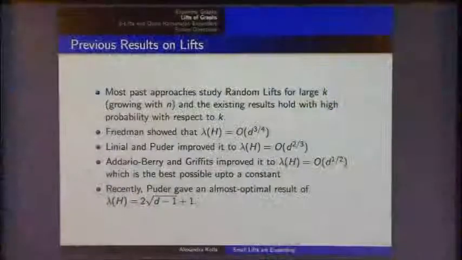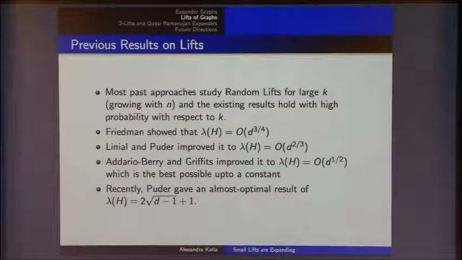Okay, so here's what we know for k large. And this is great. I mean, we know almost everything. Now we know the new eigenvalues are almost Ramanujan. Okay, we don't need much more. But why look at anything else?